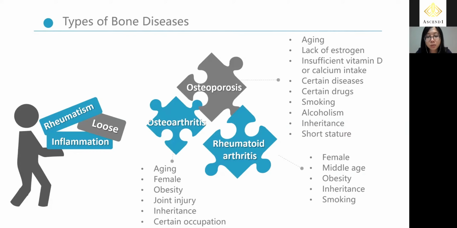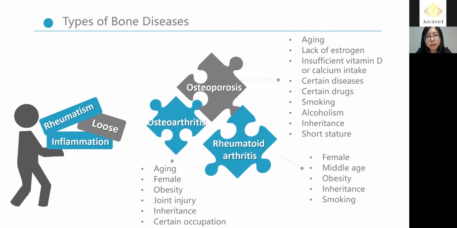And then genetics as well. Some people inherit the tendency to develop osteoarthritis. And then certain occupations, such as jobs that include tasks where you have to put repeated pressure on a joint, then this joint may eventually develop into osteoarthritis.